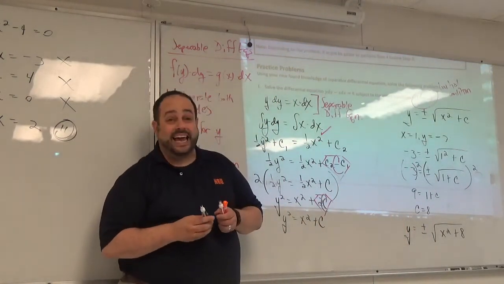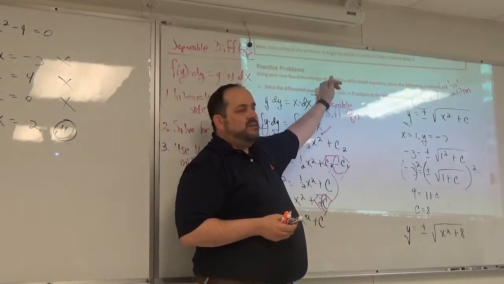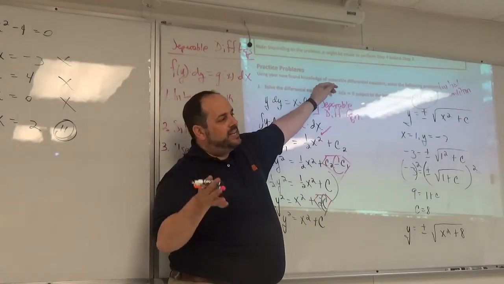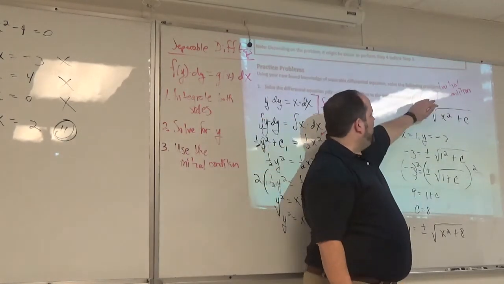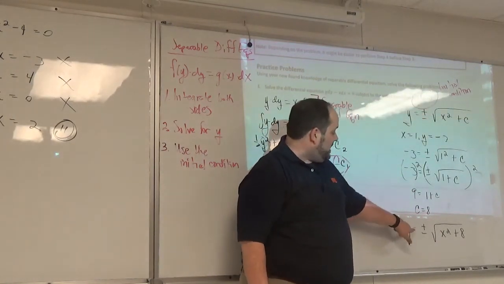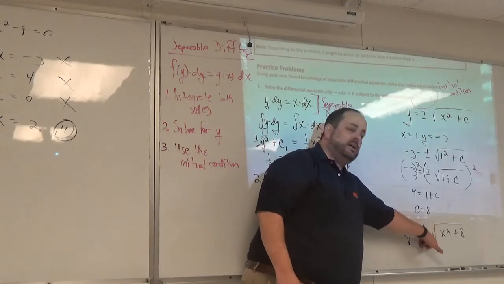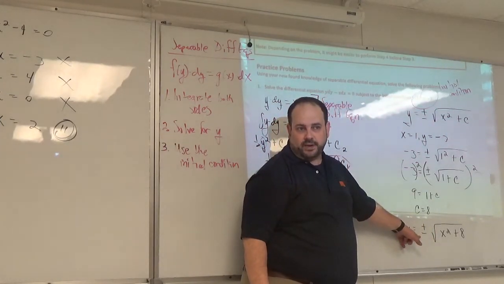And as much as I like that, the one rule when it comes to differential equations is your answer has to be a function. It has to be a function that passes through your initial condition. And I have a choice here. I could use y equals the positive square root of x squared plus 8 or the negative version of the square root of x squared plus 8.